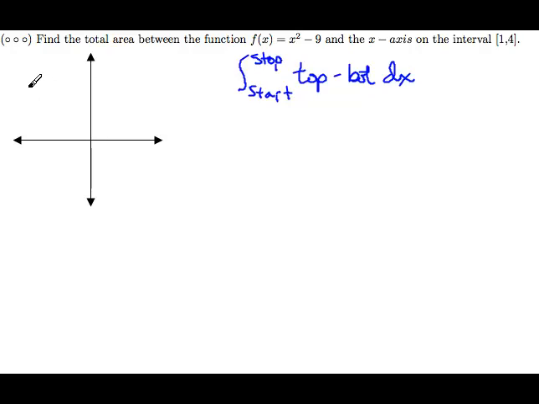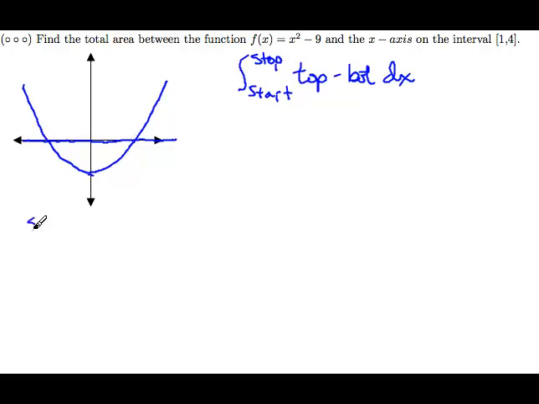Let's go ahead and graph our parabola. X squared minus 9 is a parabola opening up, pushed down 9 units, so this is the number -9 down here. And the x-axis, of course, is just the line y equals 0. It's a horizontal line. And the first question that comes to mind then is where is 1 and where is 4 relative to this crossing point? And it's very important that we know this.